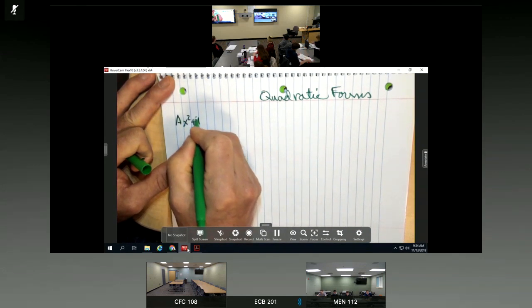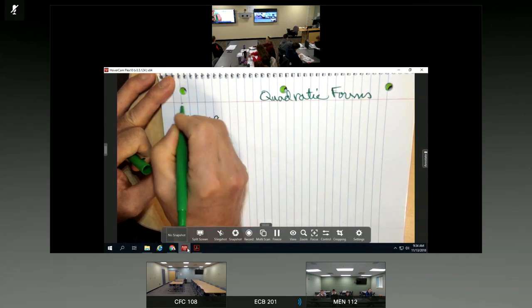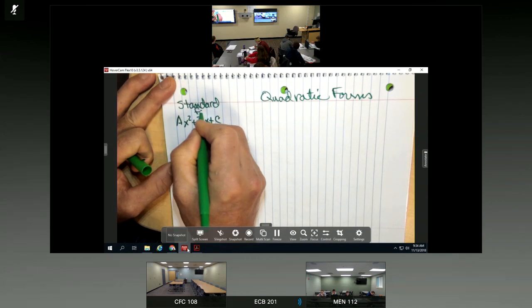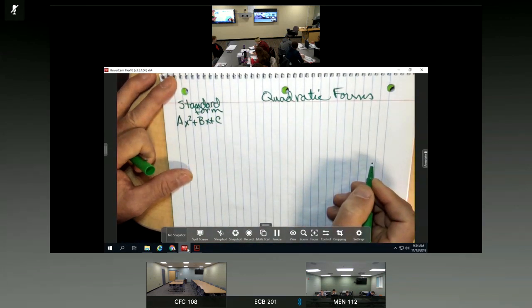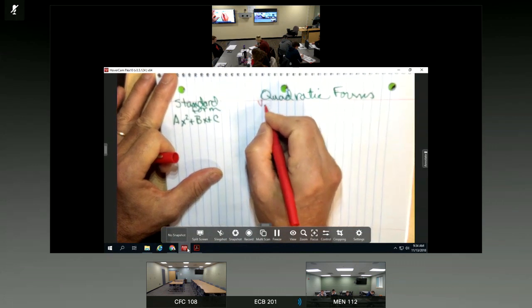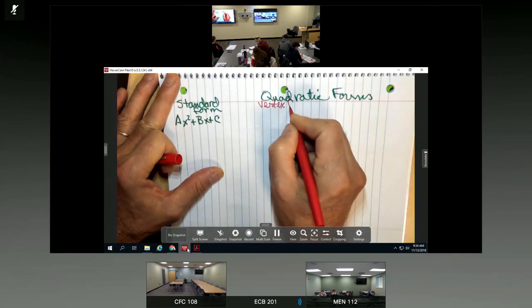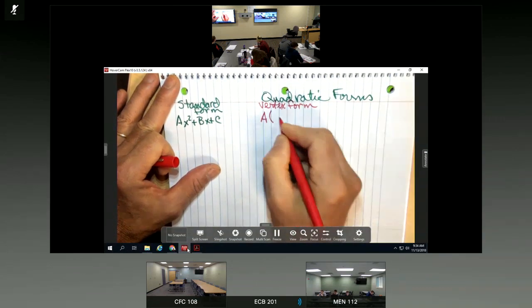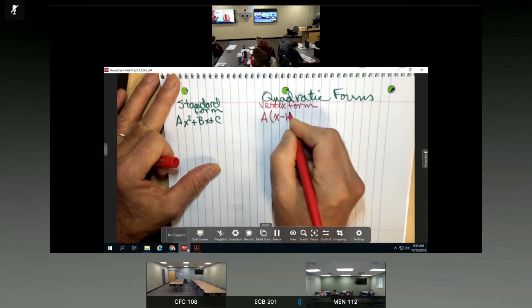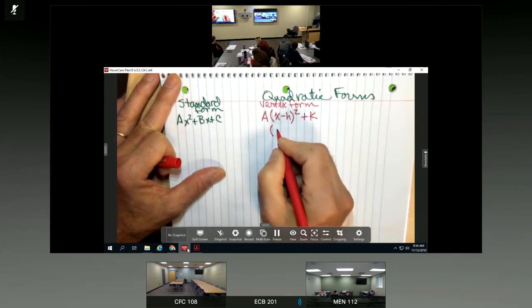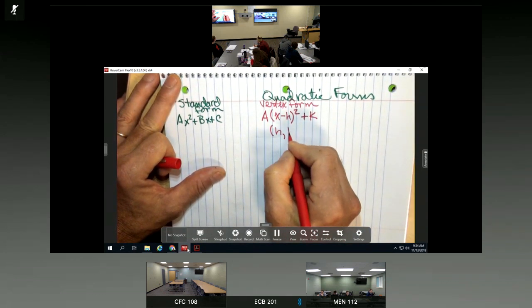ax squared plus bx plus c is called the standard form. The vertex form is a(x minus h) squared plus k. The vertex is at the spot h, comma, k.